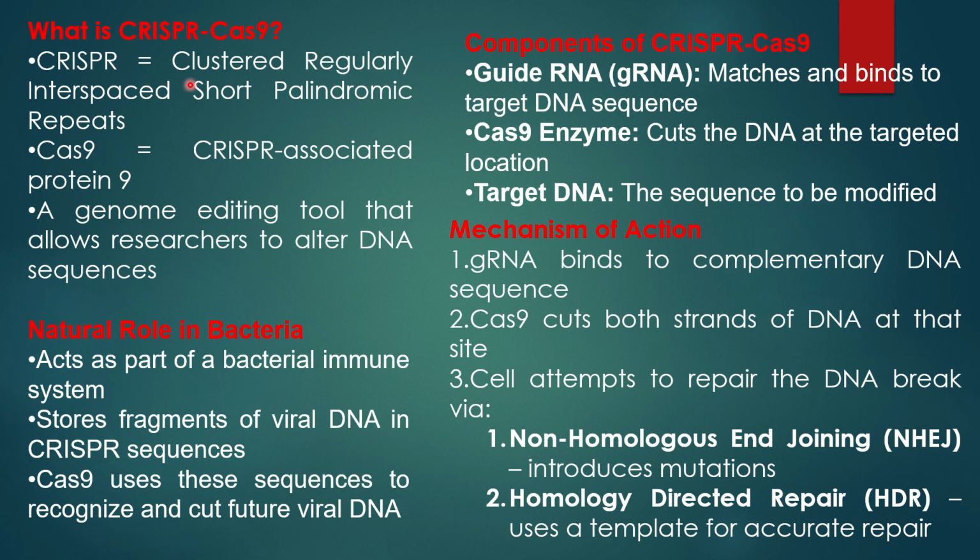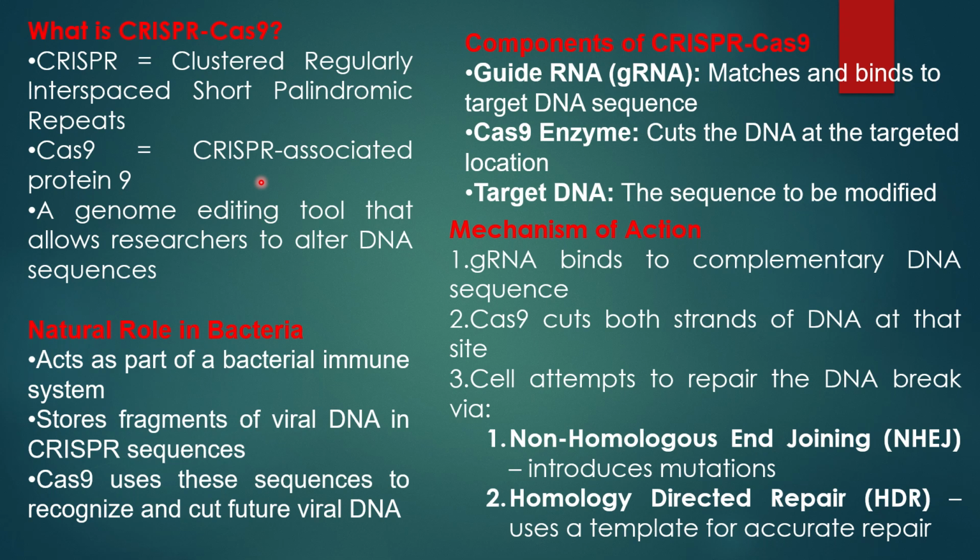CRISPR stands for clustered regularly interspaced short palindromic repeats. What is Cas9? It is the CRISPR associated protein 9. The Cas9 gene codes for a number of proteins with nuclease, helicase, polymerase and polynucleotide binding protein activity. The proteins derived from the Cas9 gene are enzymes that act like a pair of molecular scissors capable of cutting DNA strands.